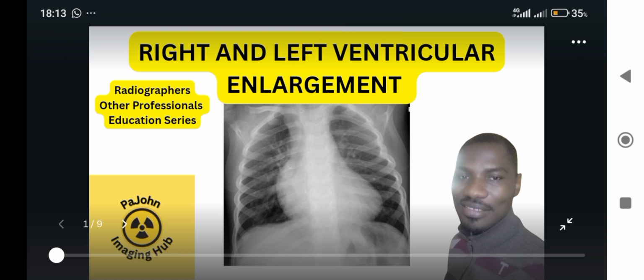In today's how-to series on radiographers, other health professionals, education series, we'll look at right and left ventricular enlargement.